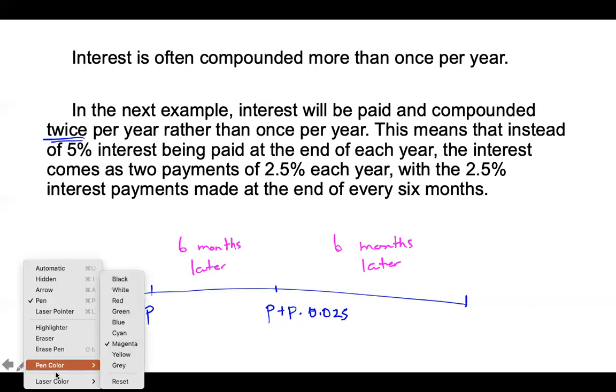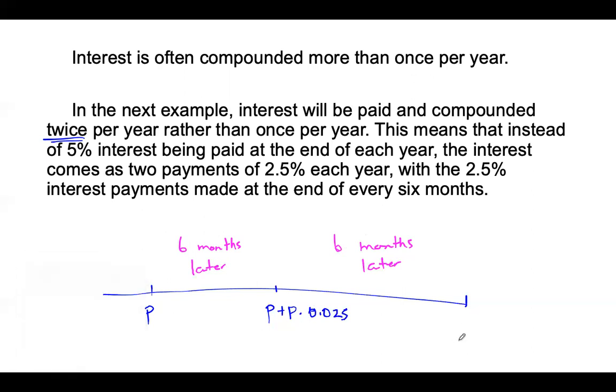What happens? So we get that amount plus 0.025 times that interest. So it's compounded on that amount. So here we get our amount, our interest. Here we get that amount plus the interest on that amount.